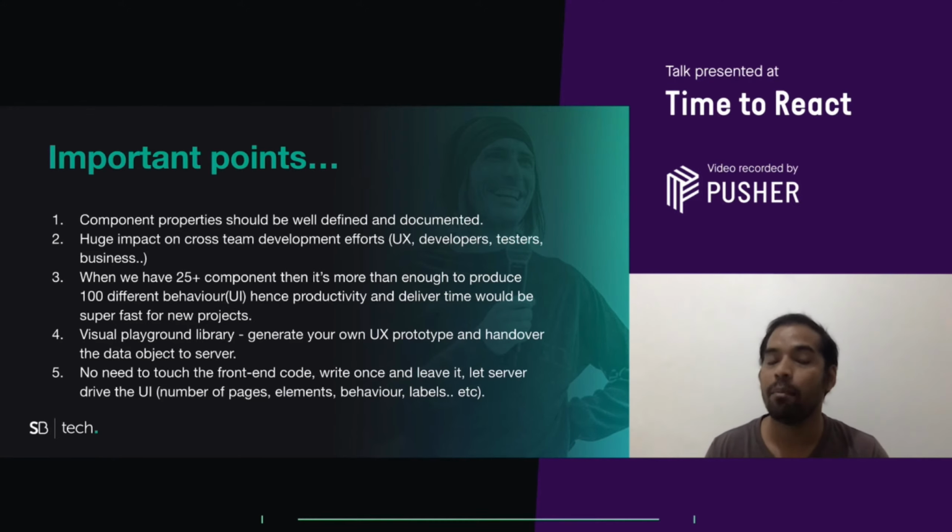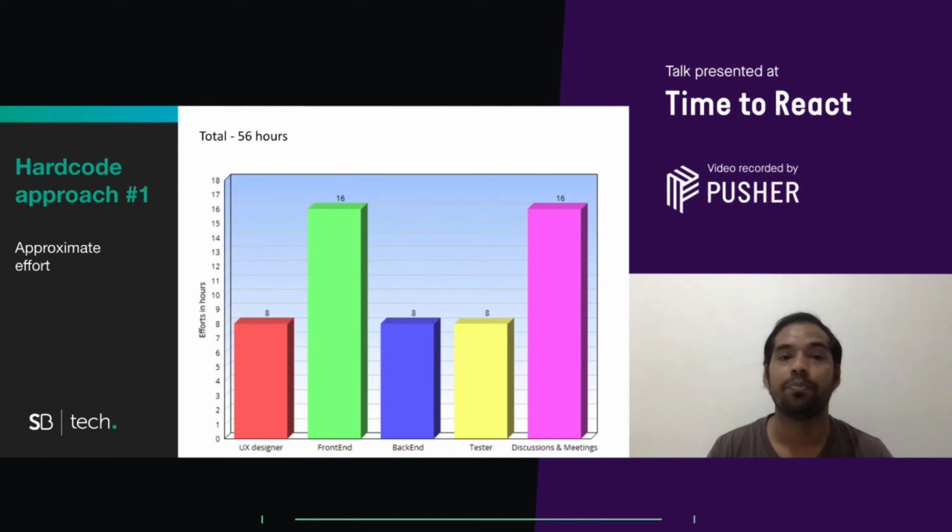Number of pages, elements, behaviors, labels, etc. So front-end developer effort is almost zero. Let's say a new component or new requirement comes, at that time the front-end developer has to expose a property. That property can be utilized not only for the current project, it can be used for new projects as well. That is one of the highlights. So whatever you do, it is reusable, and can be utilized across our organization.